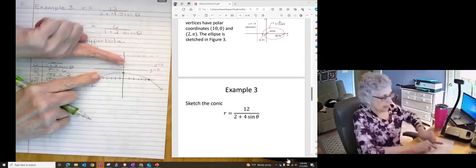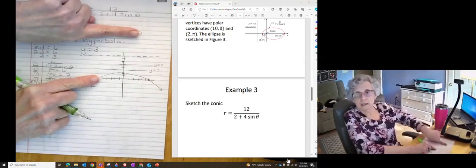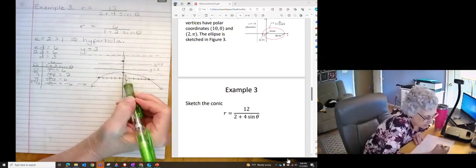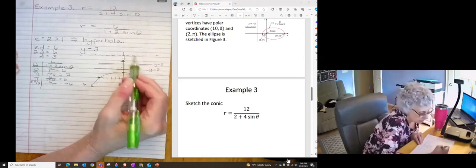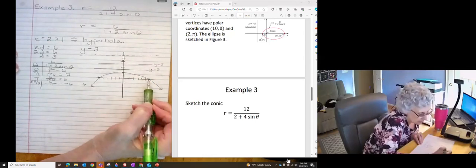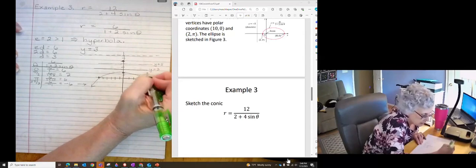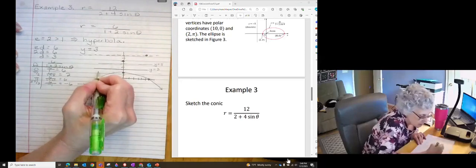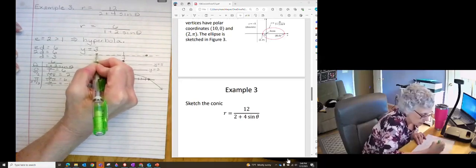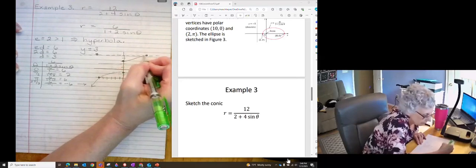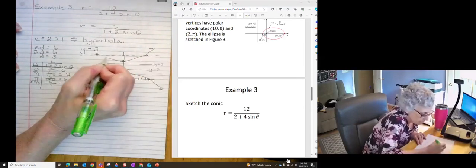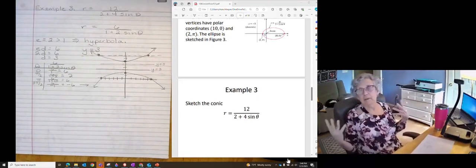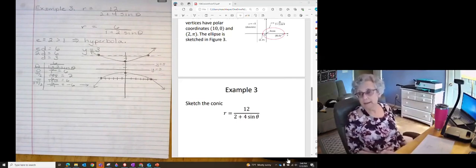Then I have to just reflect this about there. So since this is 2 units away from the vertex, and this is at 6, I'll put this right up here. And I do the same. I follow this one right up here. And I have reflected it, and I have my perfect hyperbola that I need.